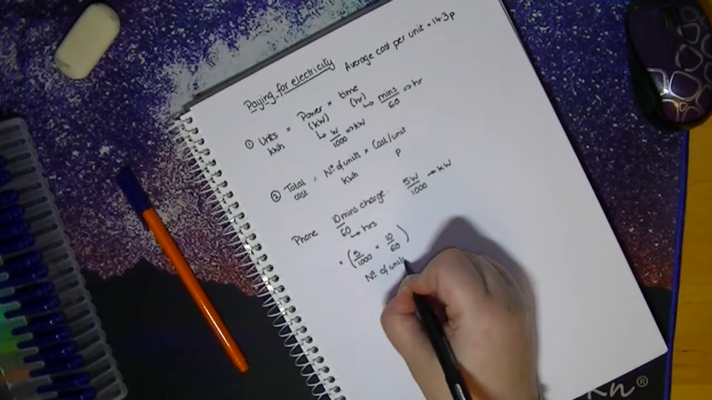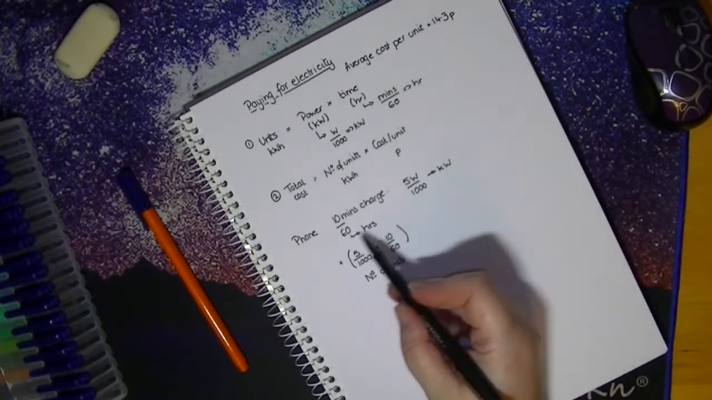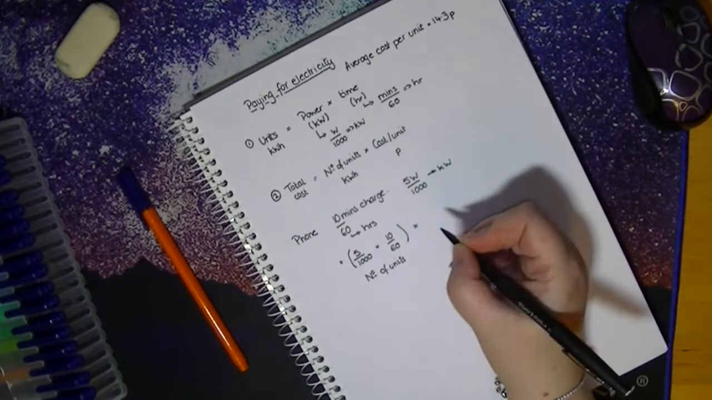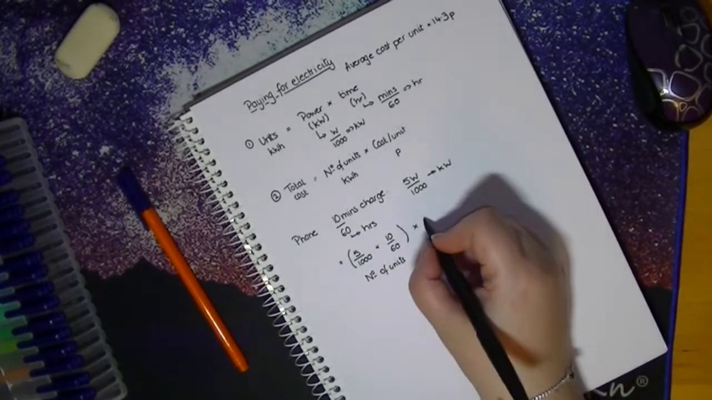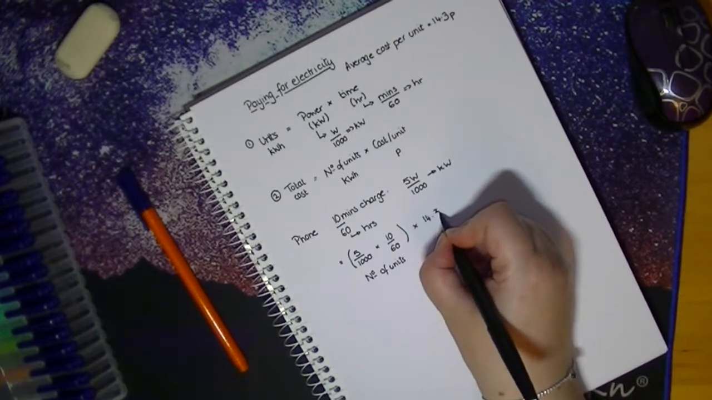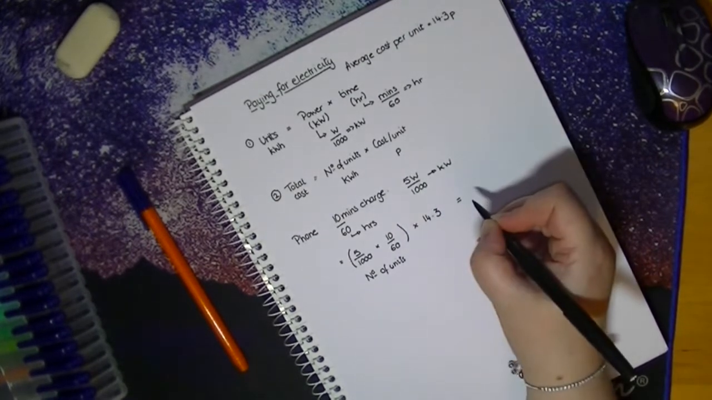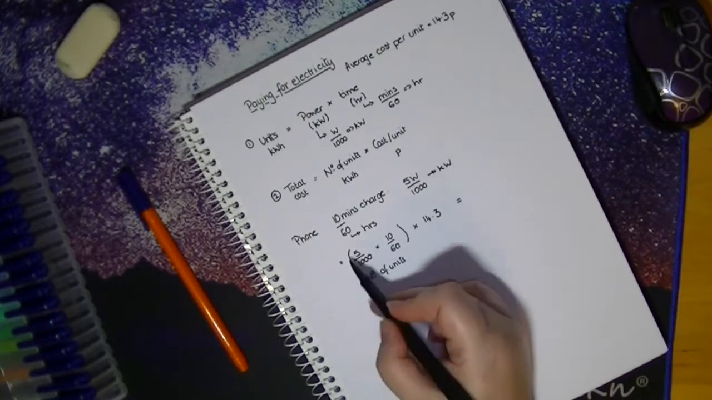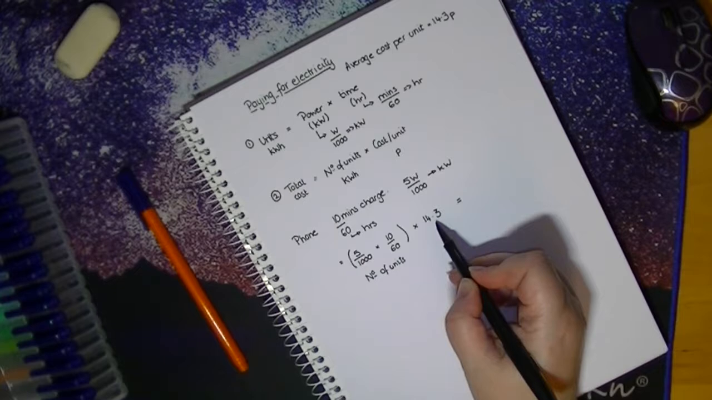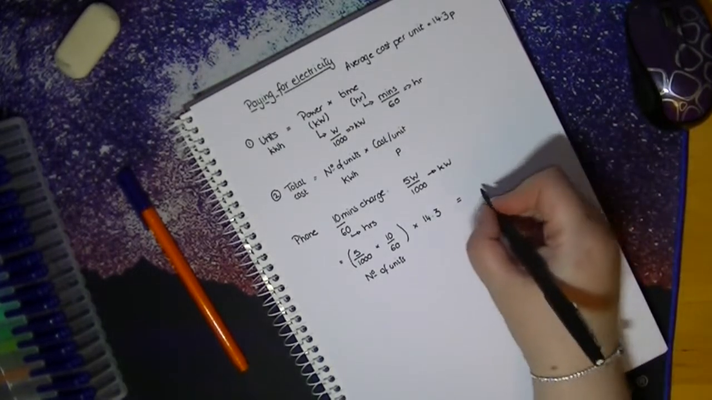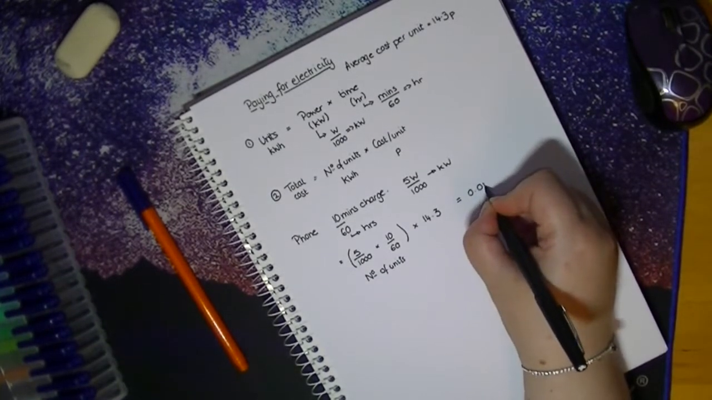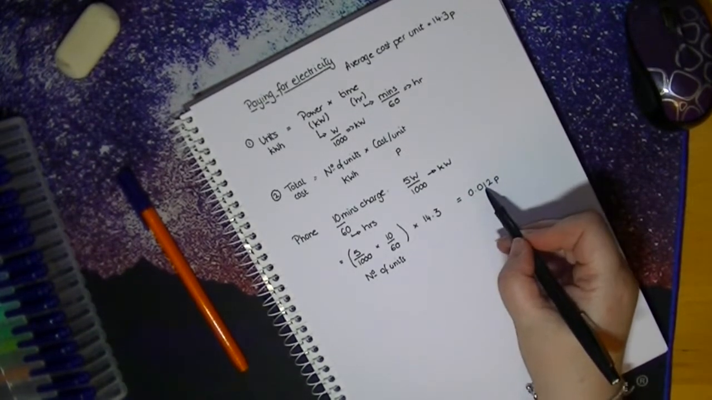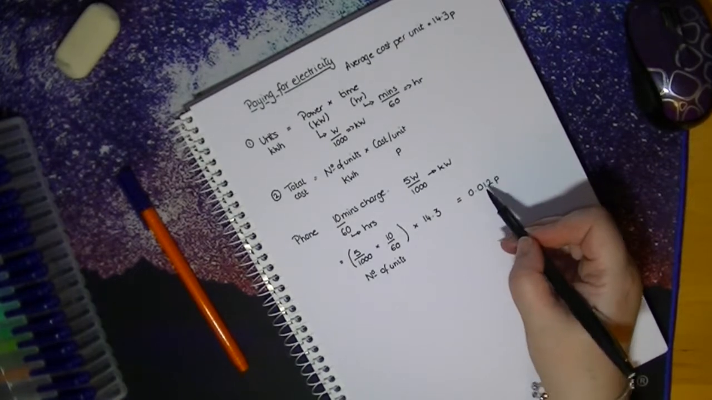If I'm feeling confident, I can do this as a one-step calculation. My number of units, which is there, multiplied by the cost per unit. My cost per unit I've given as 14.3p. So I can do a one-step calculation. Number of units from those two multiplied by the cost per unit. That will give me 0.012 pence. Realistically, about a penny for a 10-minute charge.